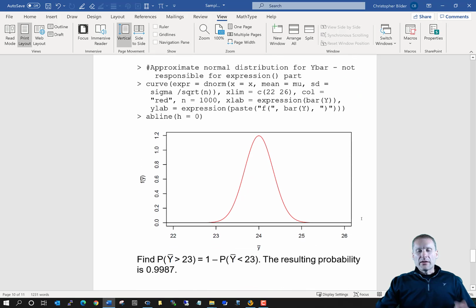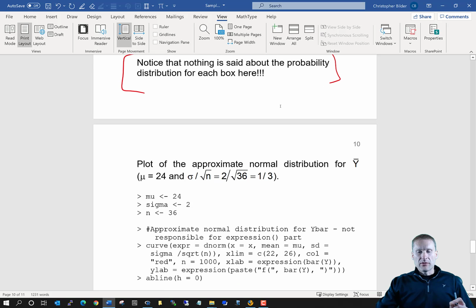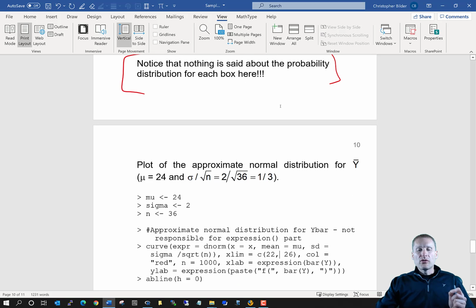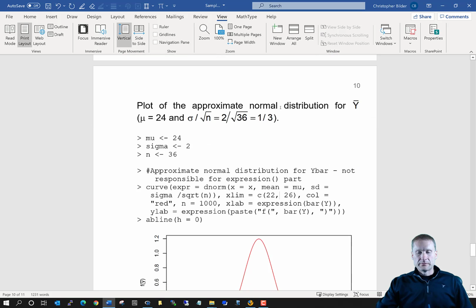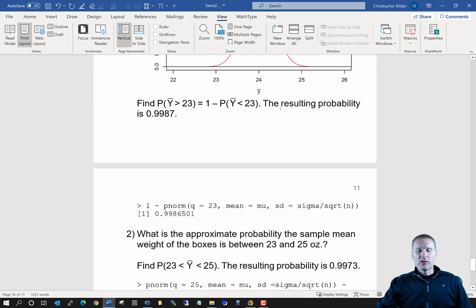So this is what the corresponding probability distribution would actually look like for taking samples of size 36. There actually should be a comma there. I don't know how that disappeared. So y bar would have an approximate normal distribution with a mean of 24 and a variance of 2 squared divided by 36. In other words, a standard deviation of 2 divided by 6, or 1/3. Here's what the probability distribution will look like.